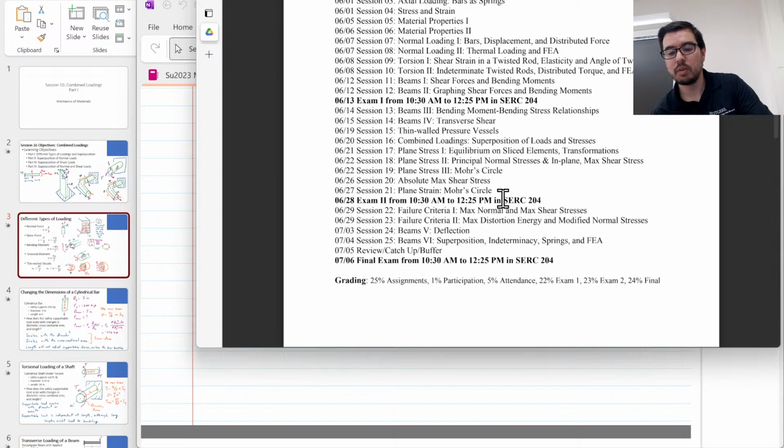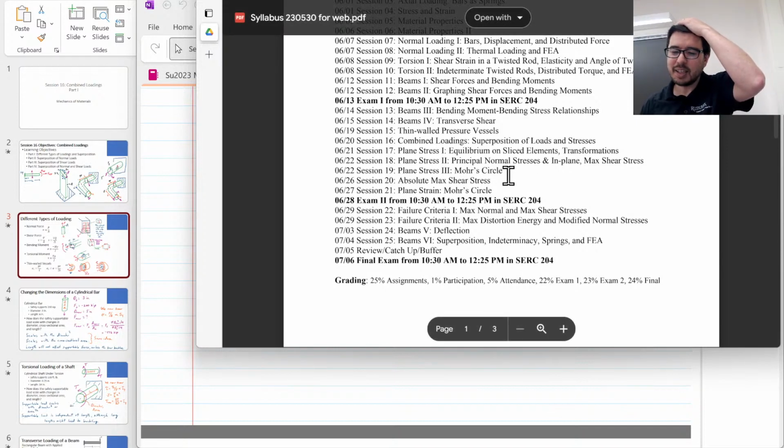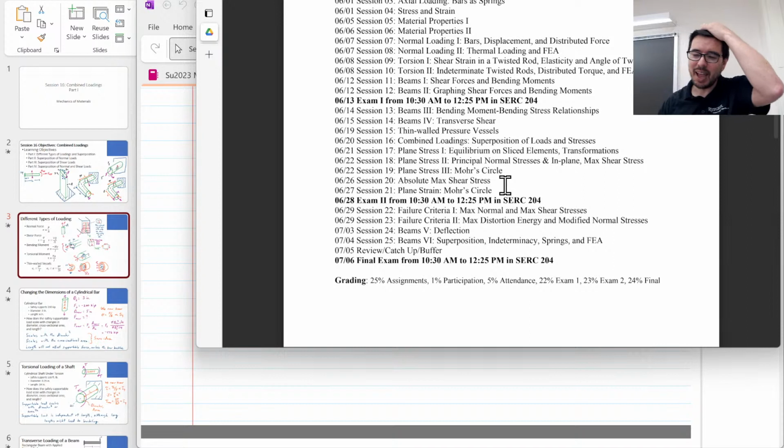So we're going to get through Mohr's circle. When I've done it in the past, the absolute max shear stress is not that much of a stretch from Mohr's circle once you've already done Mohr's circle. It's a couple of things.